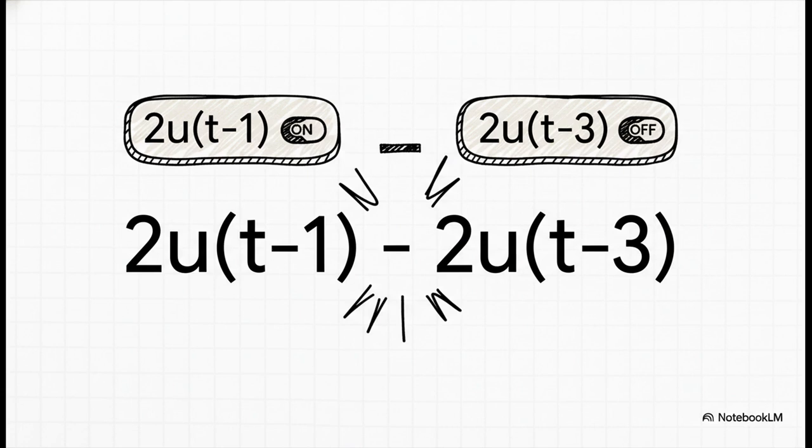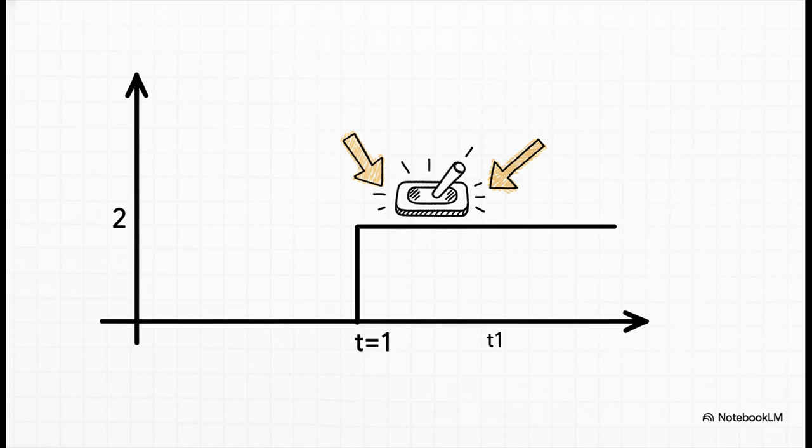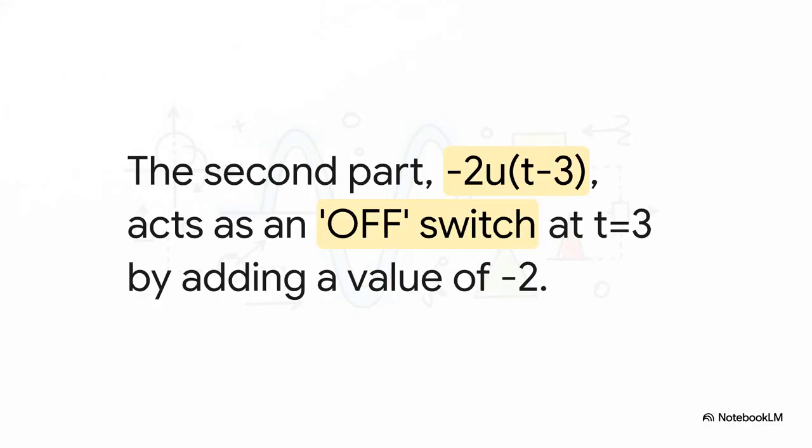I know it might look a little weird, subtracting one function from another, but let's break it down piece by piece and see exactly how it works. Our first building block here is 2u of t minus 1. The t minus 1 part shifts the whole thing so it starts at t equals 1, and the 2 out front scales it so it has a height of 2. So at time equals 1, our signal jumps from 0 up to 2 and just stays there. That's our on switch. Now for the really clever part.